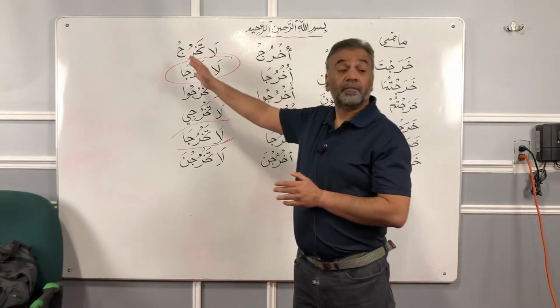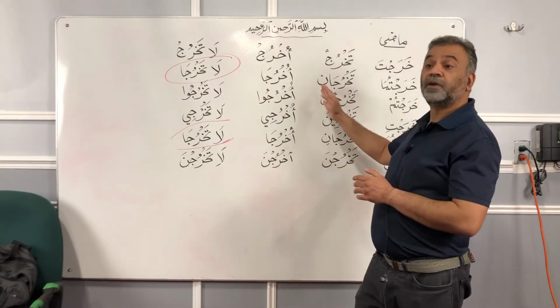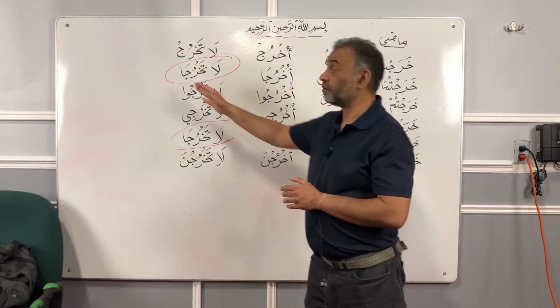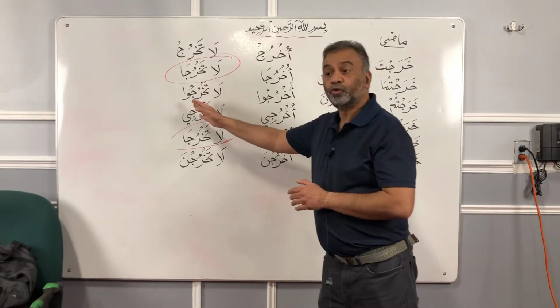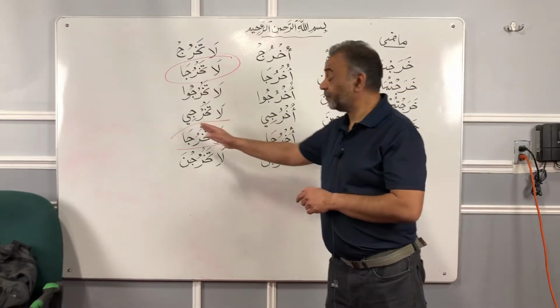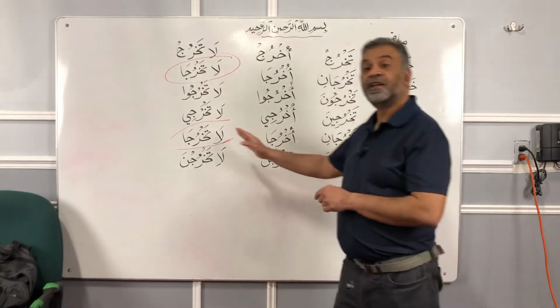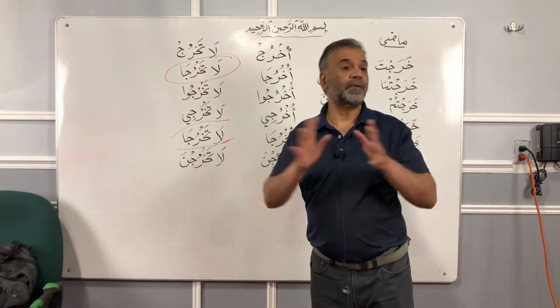Takhruju, make it majzoom, takhruj. Takhrujani, make it majzoom, takhruja. Takhrujuna, make it majzoom, takhruju. Takhrujina, takhruji. Takhrujani, takhruja. Takhrujna stays the same because it is mabni.